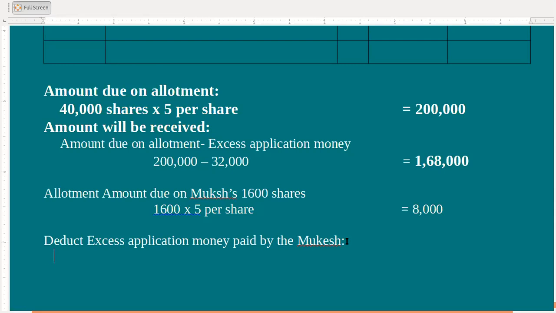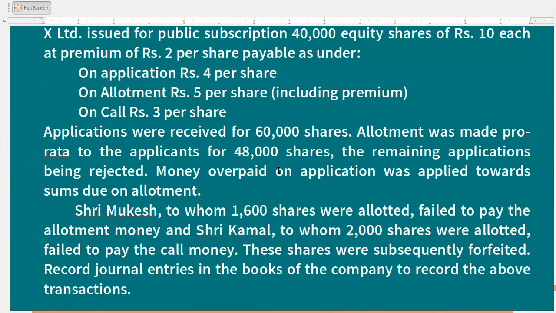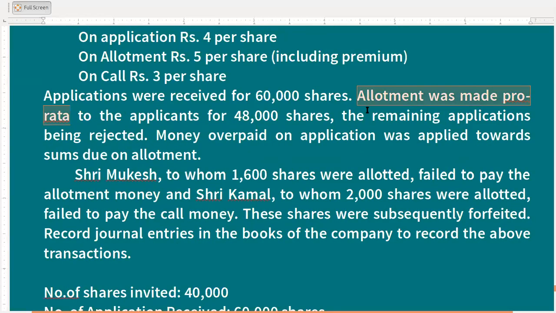We know in the question it is provided that we made pro rata allotment. After making this pro rata allotment, Shri Mukesh was allotted 1,600 shares. It is not the number of shares he applied, it is the number of shares allotted to Mukesh. So here we have to find out the number of shares applied by Mukesh. Then only we will be able to find out the excess application money paid by Mukesh.